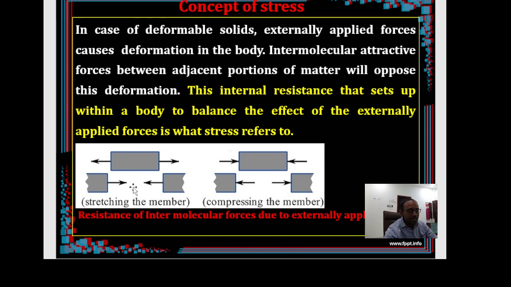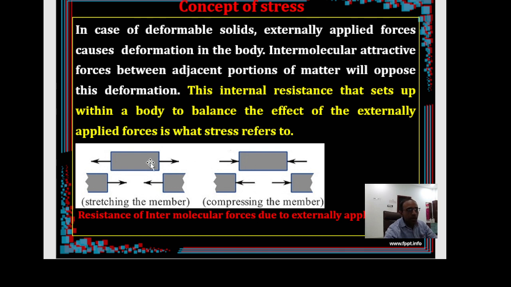So the internal resistance that builds or sets up within the body to balance the effect of the external forces, that is what we are calling stress, right? So here mainly just 2 points. Same thing when you apply a tensile force like this, or when you apply compressive forces, you can see this is how the opposing force acts inside the molecules.